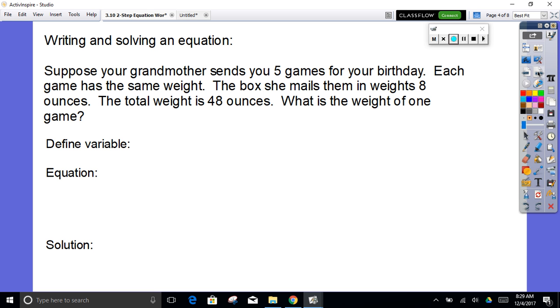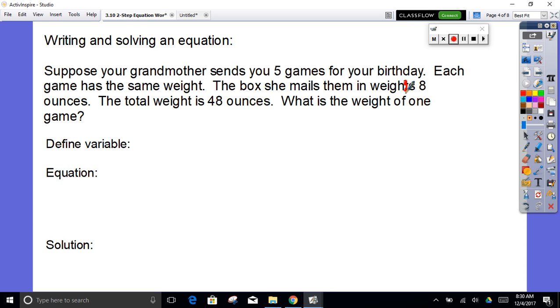All right, suppose your grandmother sends you 5 games for your birthday. Each game has the same weight. So they must be video games or something if they're all the same weight. The box she mails them in weighs, which there's a typo in there that shouldn't be there, weighs 8 ounces. The total weight is 48 ounces. What is the weight of one game?